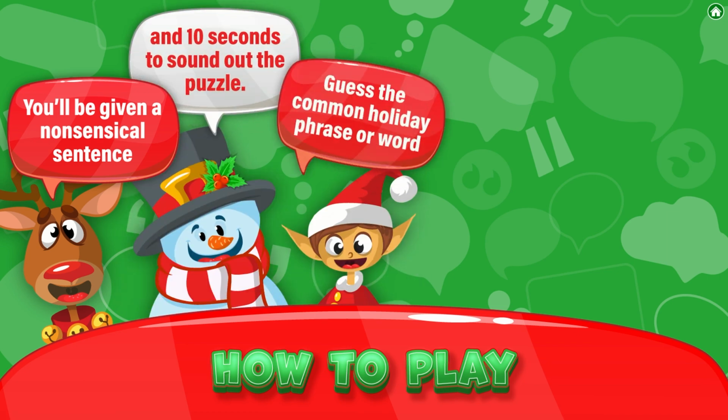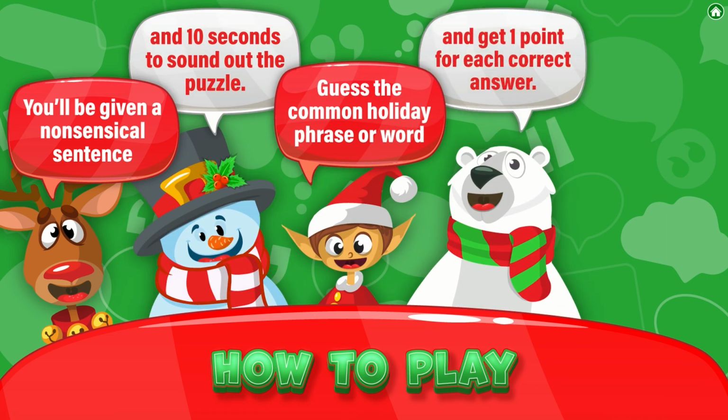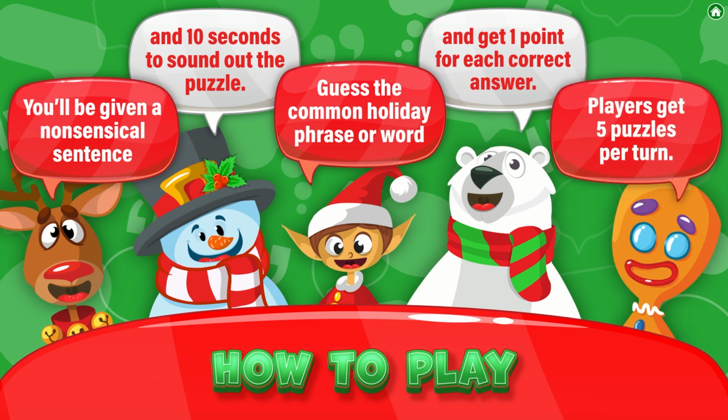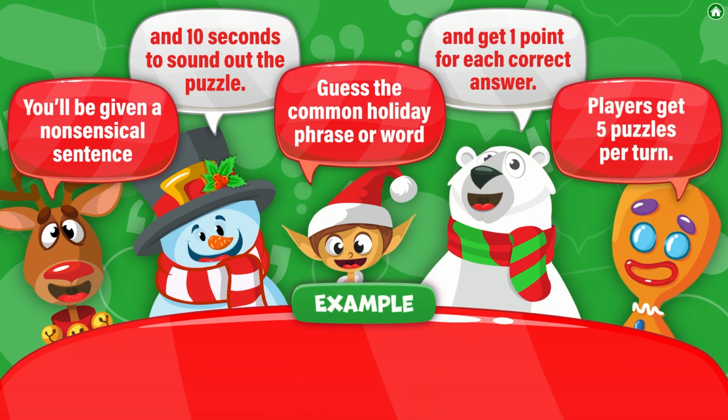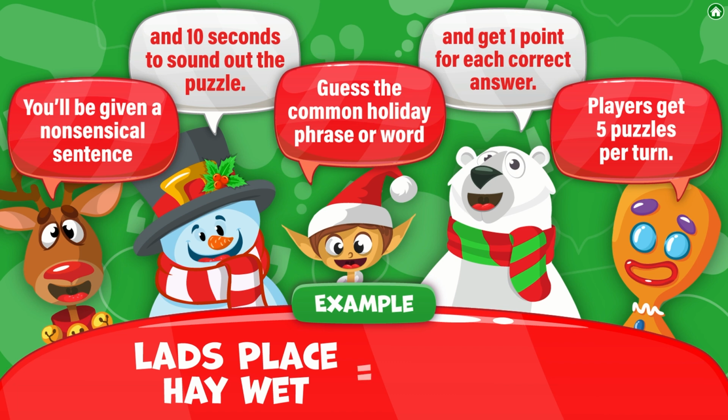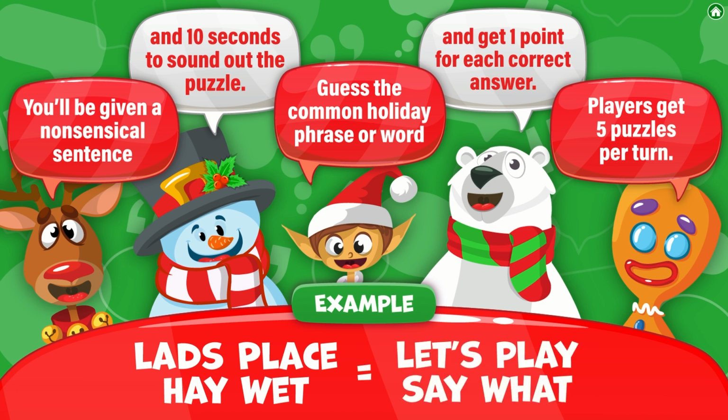You will be given a nonsensical sentence and will have 10 seconds to sound out the puzzle. You'll get 1 point if you answer right. Each team will be given 5 puzzles per turn. The instructions also share an example to give players an idea of how the game is played. Once you've gone over the instructions, click Let's Play to begin.